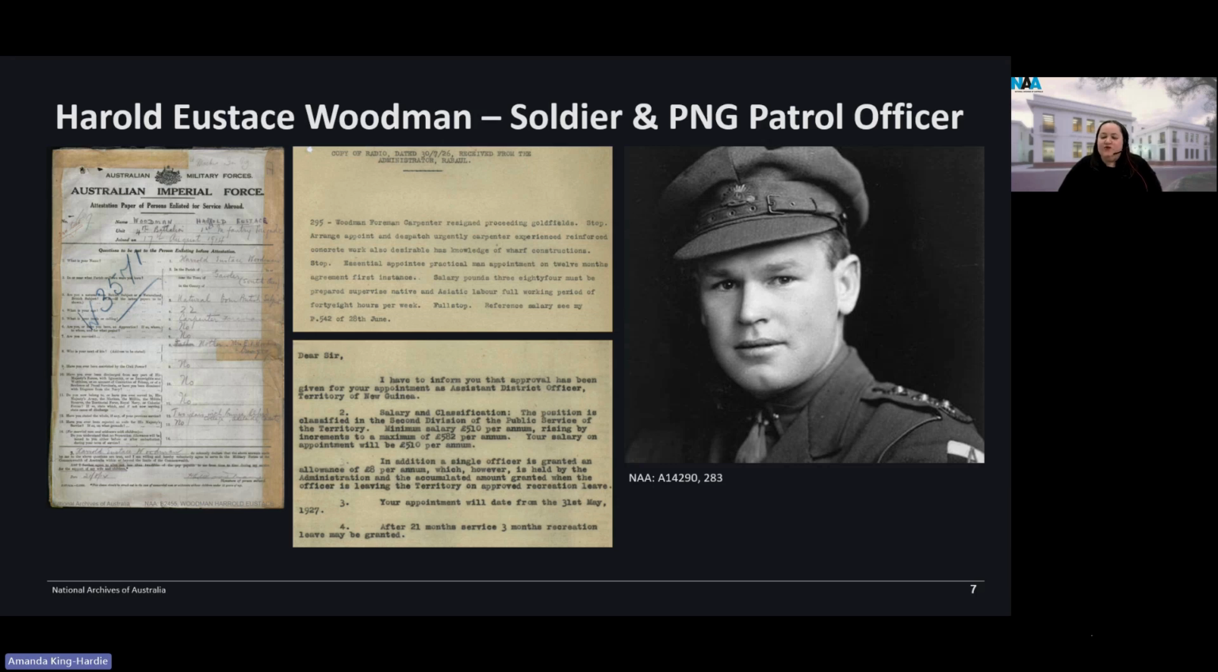One year later, in 1927, it appears Harold had a change of heart about his career when he took a role as an assistant district officer in the then territory of New Guinea. This was the start of Woodman's role as a KIAP. These two middle images were taken from Harold's PNG staff file in Series A452.